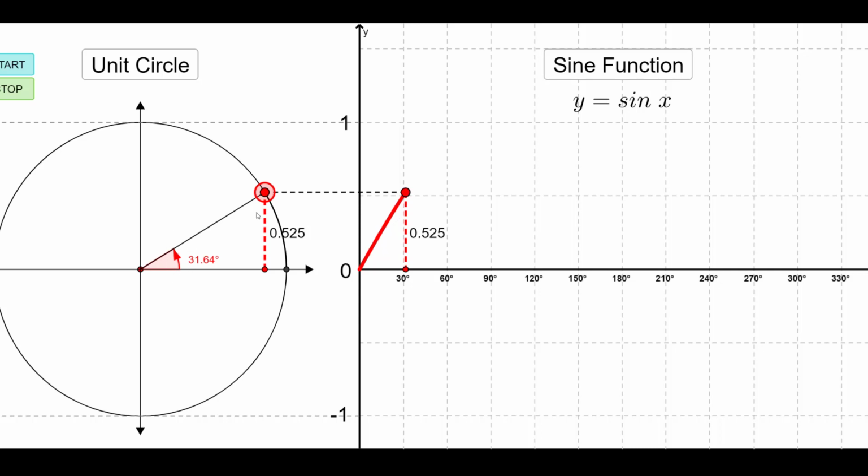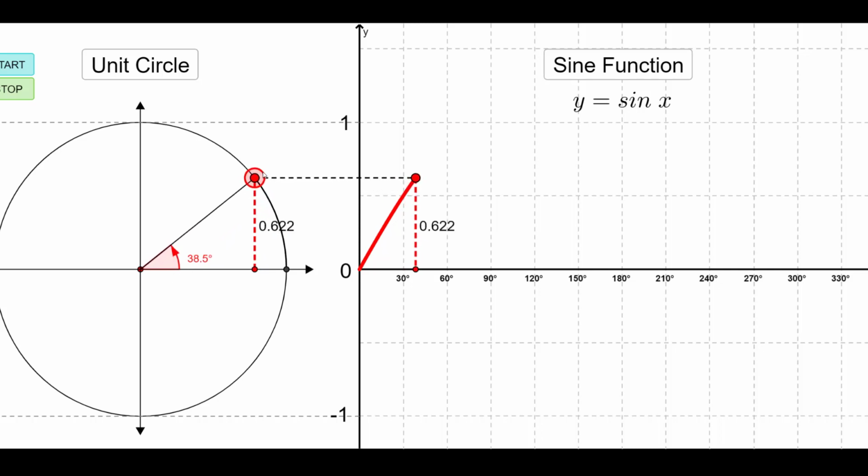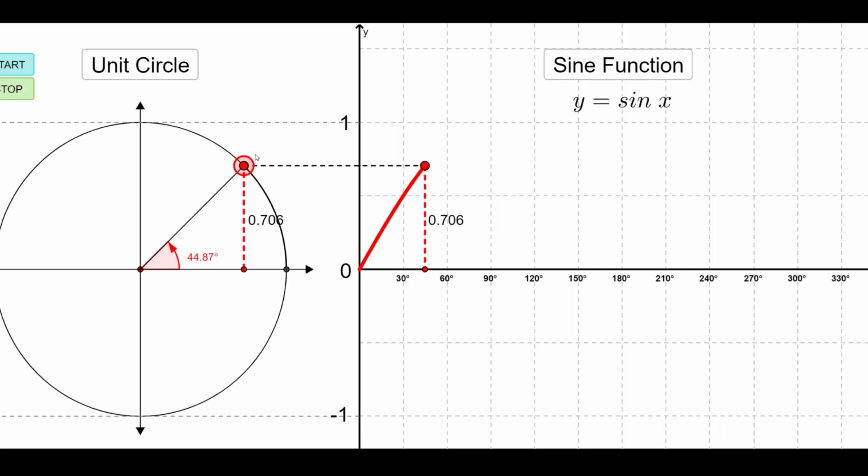Okay, the angle. So when we increase the angle to, let's make an example, 45 degrees, a little bit greater than that, huh? I'm trying to make it exactly 45 degrees, a little bit greater.